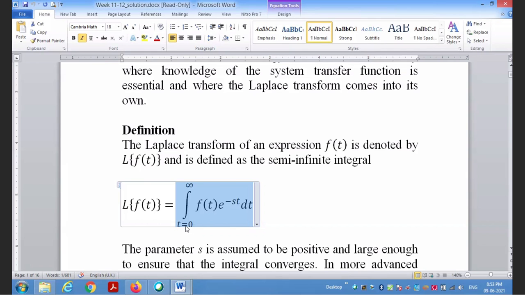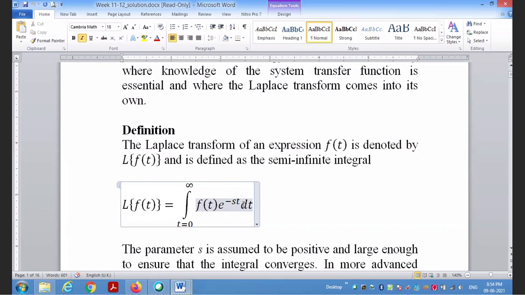If we start from minus infinity to infinity, this one is an infinite integral. But if we consider from 0 up till infinity, we call it a semi-infinite integral. It's defined as the integral from 0 up to infinity of f(t). We multiply this f(t) with e to the power of minus st, dt. We integrate with respect to t.